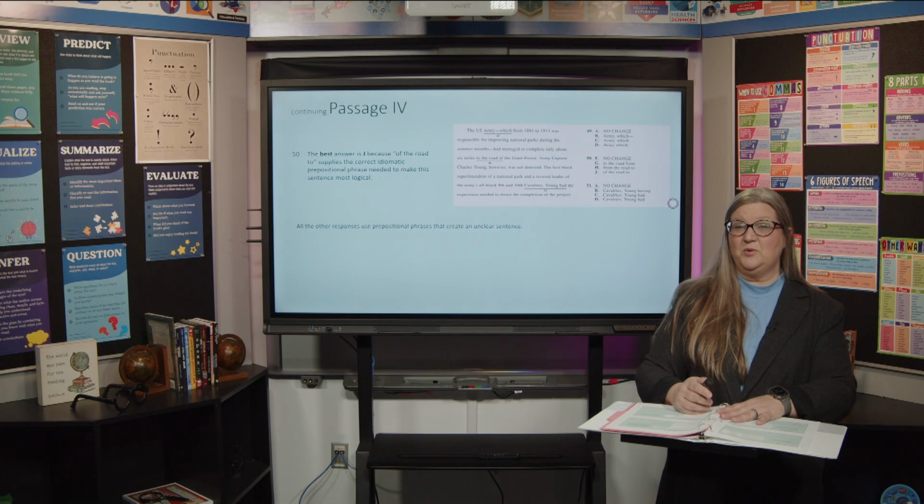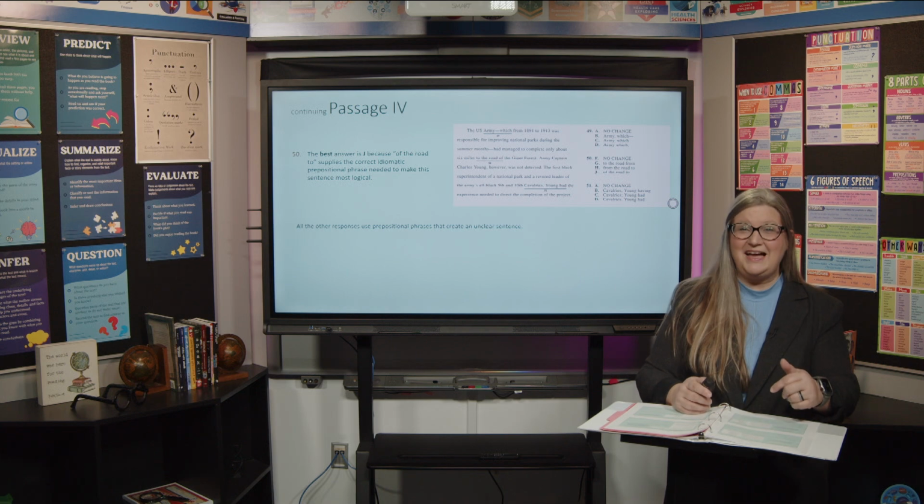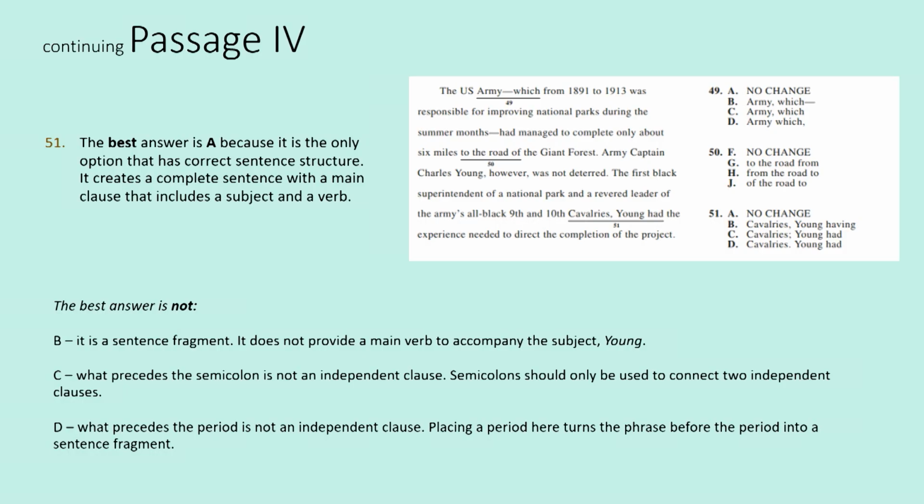Are we ready to move to 51? Told you we're going to move fast. All right, 51. 51 does not have a question stem. The best answer is A because it is the only option that has correct sentence structure. It creates a complete sentence with a main clause that includes a subject and a verb.